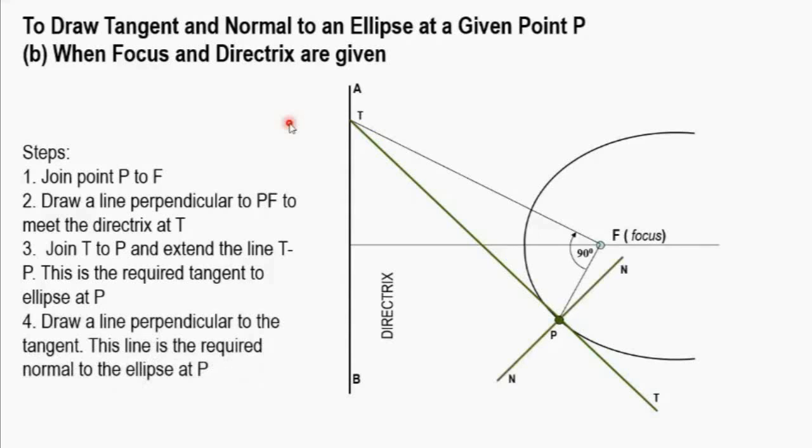So in the previous case, I first obtained the normal, and perpendicular to the normal was the tangent. In this case, I first get the tangent, and then perpendicular to the tangent is the normal. Many students have asked me about this.